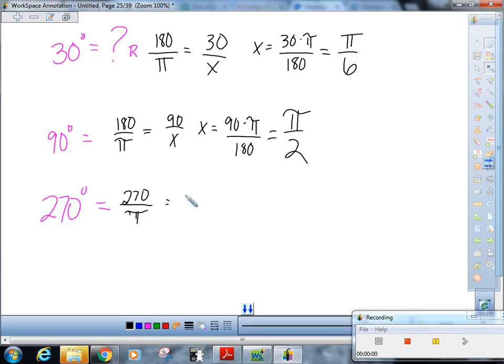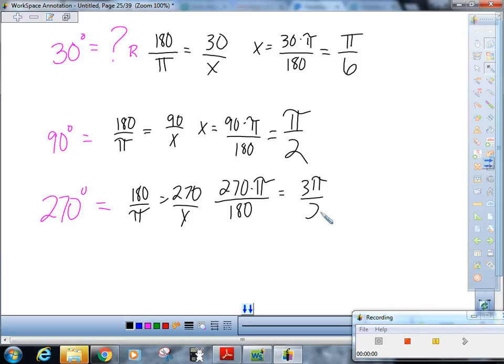Hold on, I'm sorry. 180 is to pi, like 270 is to x. Once again, you do 270 times pi divided by 180, and for this one, that is 3 pi over 2 radians. I guess I'll put my little r's here. You don't really usually put the r's, but I want to make sure you guys understand the notation.